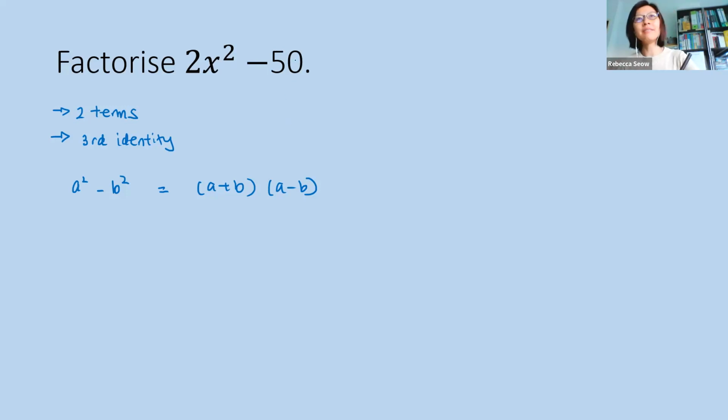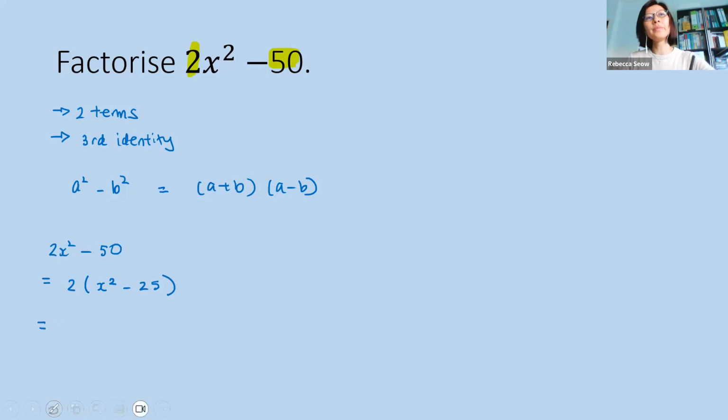And if we look at 50, if we were to square root 50, we'll get root 50, and that will not give us a nice number either. So before moving forward to factorize by identities, is there another way that we can simplify this whole thing? If we look at 2 and 50, don't you think that we could actually factorize by common factors first?